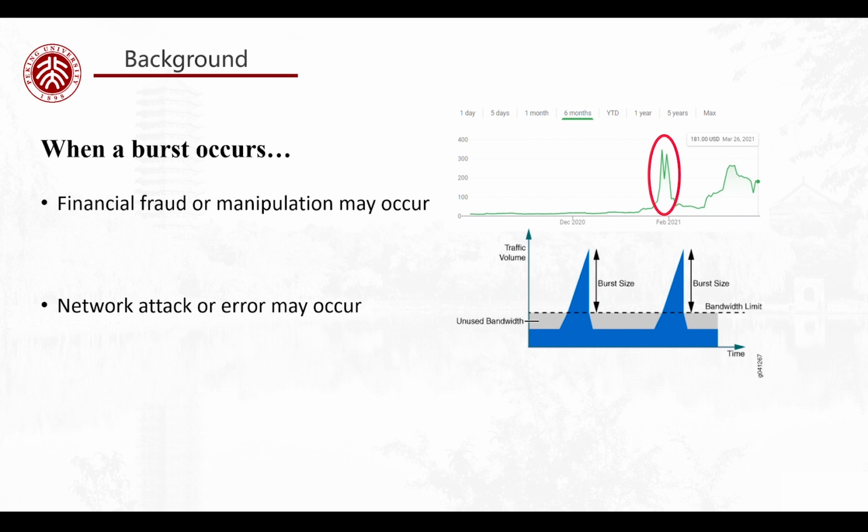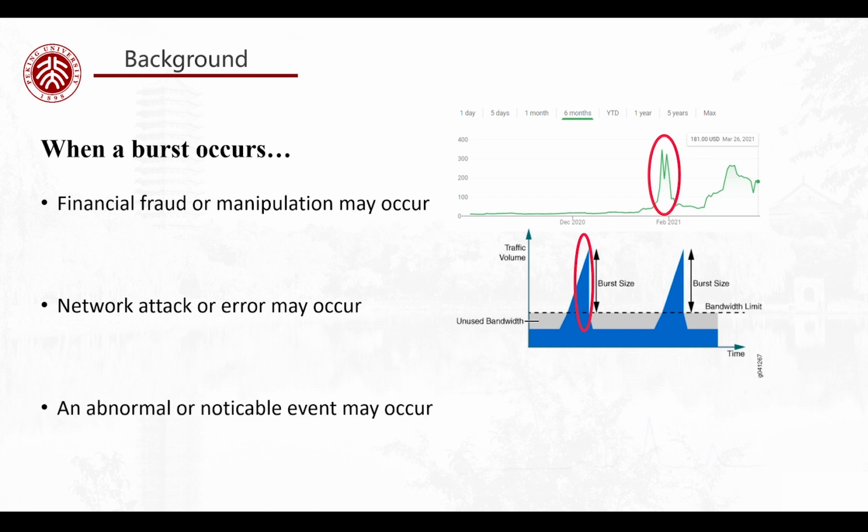You can see this line is the bandwidth level, which normally can cover the traffic volume. However, when a burst occurs, the traffic volume will be higher than the bandwidth limit, and some network packets will be discarded, which will cause severe problems. A burst in a network usually means a network attack or error happens. So, we should find which items burst in time and handle the attack or fix the error.